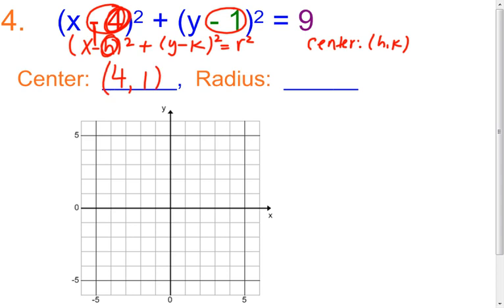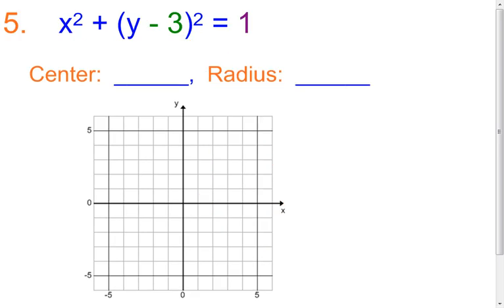Okay? And then right here, your 9 is your radius squared, and so obviously if r squared is 9, then r is 3. Okay, so now you can graph this circle. The center is at (4, 1). And the radius is 3, so you will go up 3, and left 3, and down 3, and right 3. And there is how the radius of the circle will go.